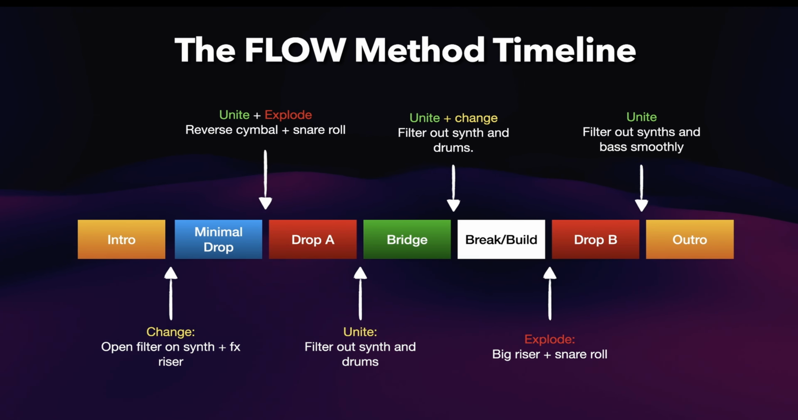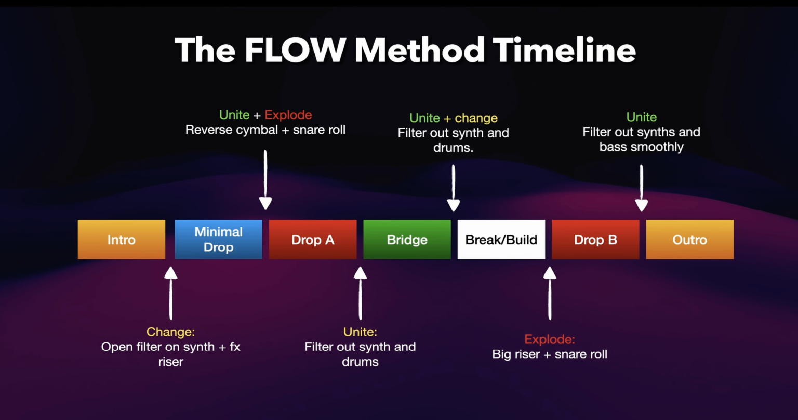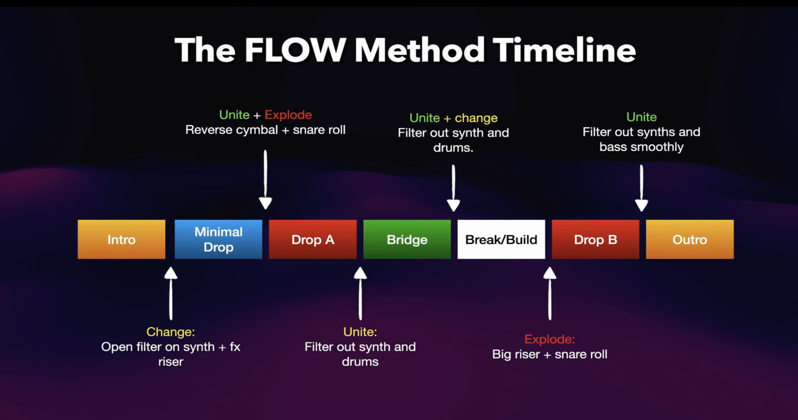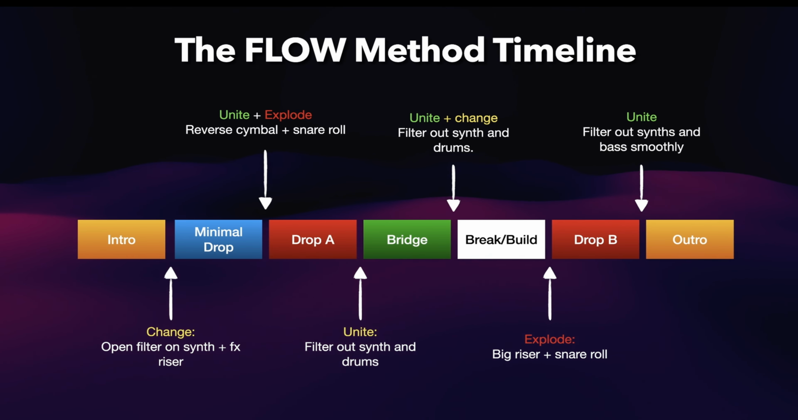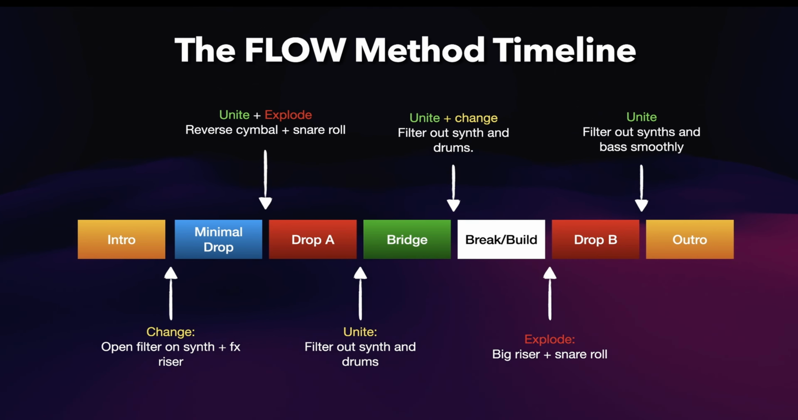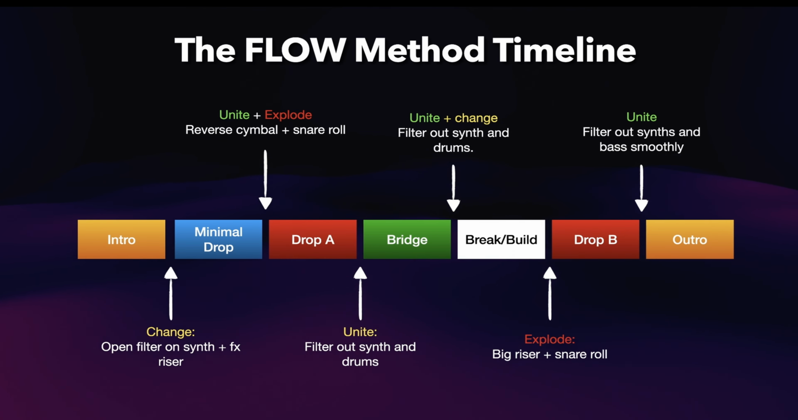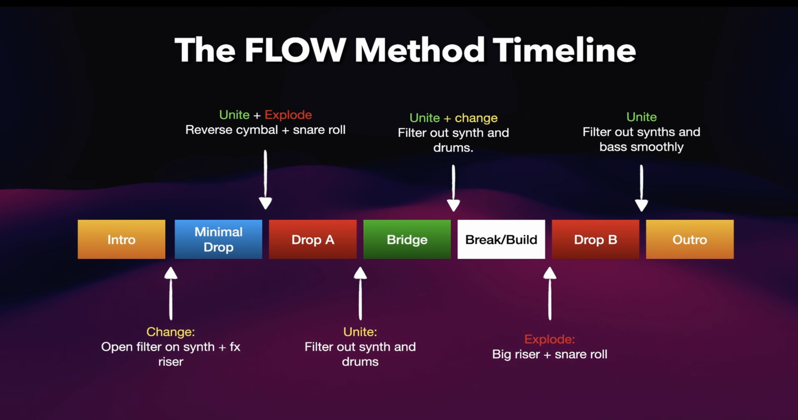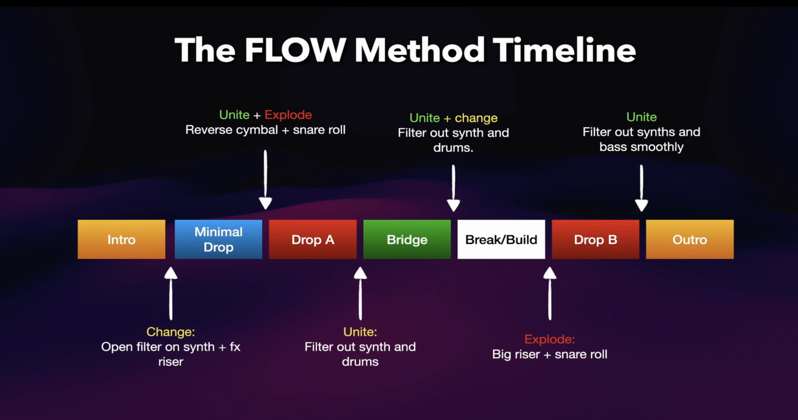So filter out synth and drums. Bridge to break, it's unite plus change because the vibe in the break usually changes, and we are filtering out the synths and the drums. Transition from the break to the drop B is going to be explode. This is the biggest contrast in the track, so we want to use a big riser and a snare roll, for example. And drop B to outro, it's unite because the transition has to be smoother, so filter out synths and bass smoothly. So this is just one example.